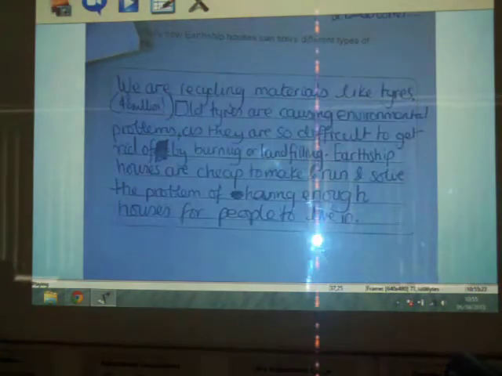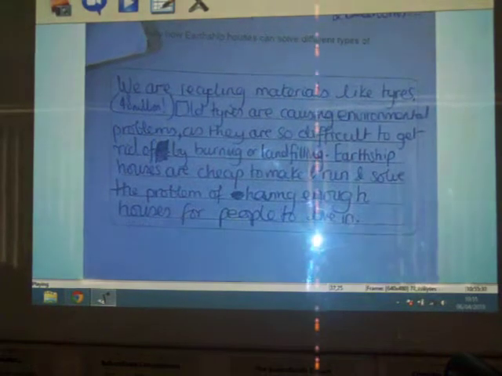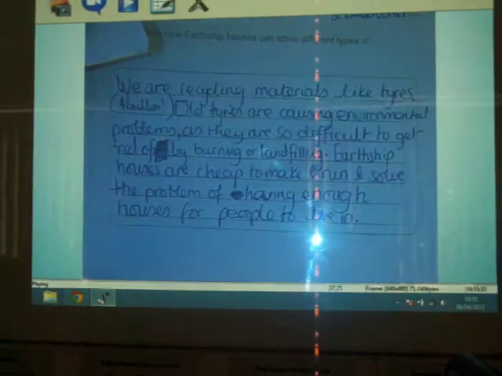So we are recycling materials like tires, 48 million. All tires are causing environmental problems as they are so difficult to get rid of by burning or landfilling. Cheap houses are cheap to make and run and solve the problem of having enough houses for people to live in. Okay, last page.